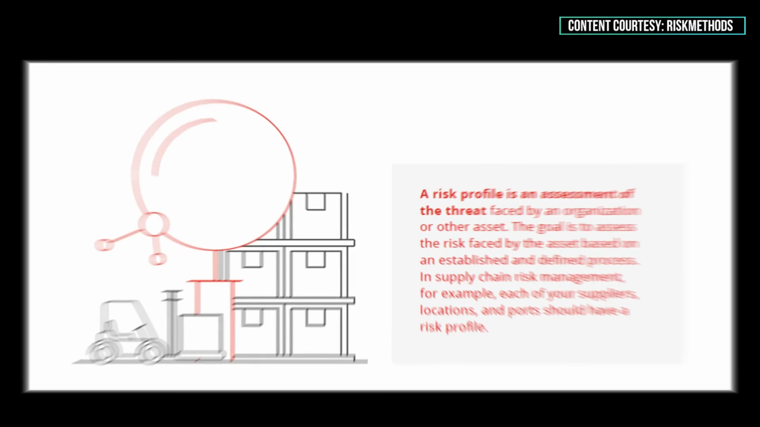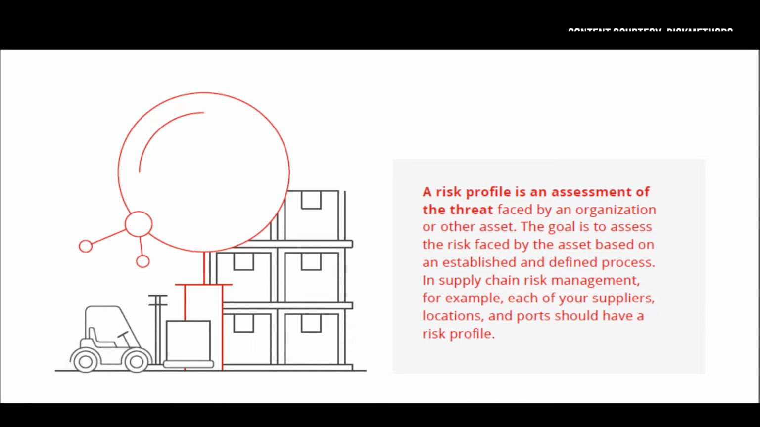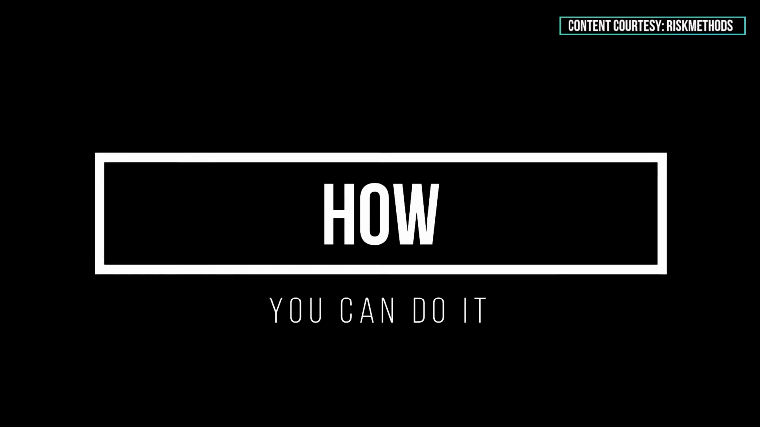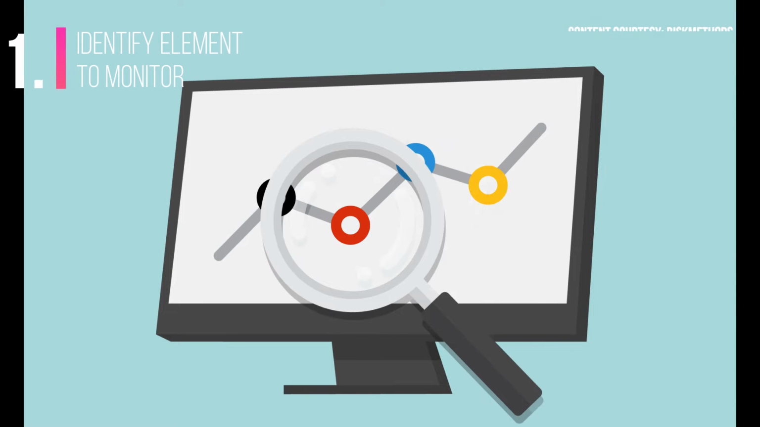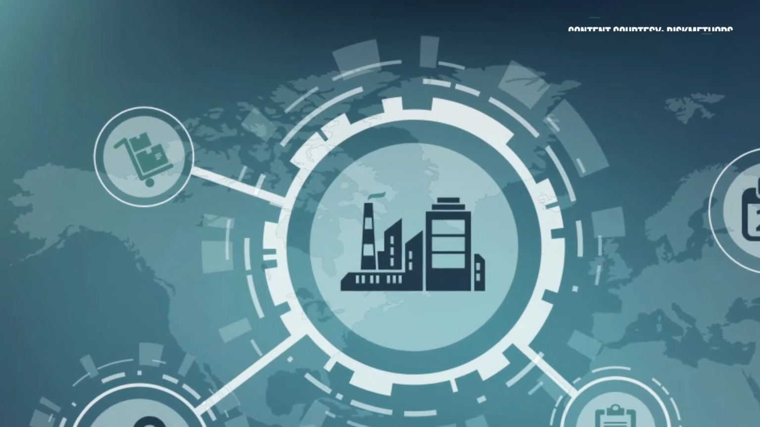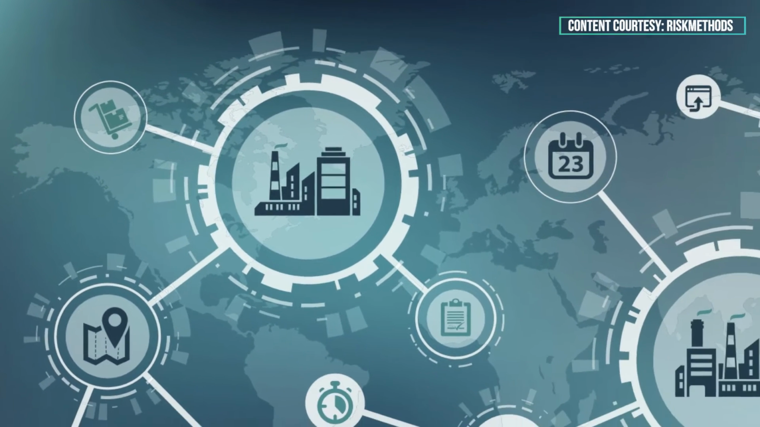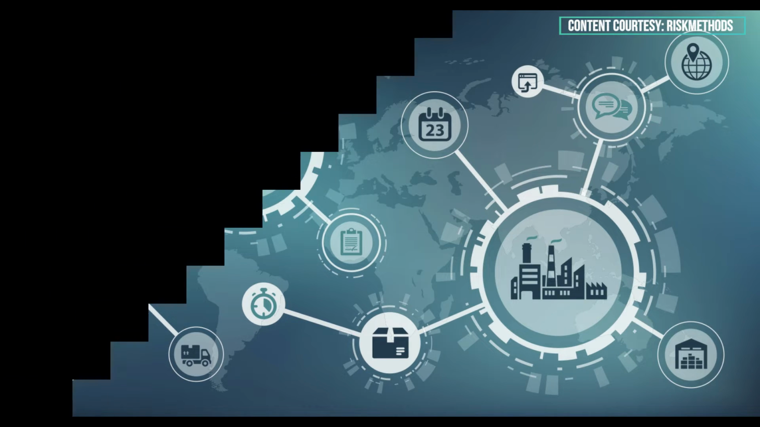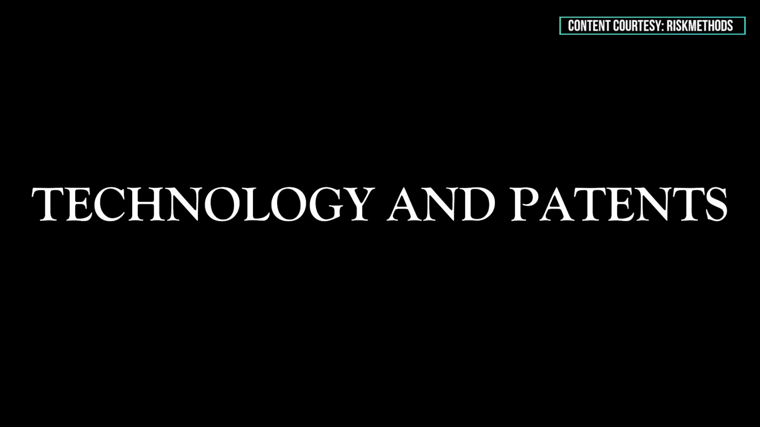The first phase of the risk management life cycle is to establish a risk profile and then enact active monitoring to keep it up to date. So, how can you do it? First, identify which element of your supply chain to monitor. A critical initial step in risk identification is to determine which segment of your supply chain and how many sub-tiers to actively monitor as part of your risk management program. Typically, these are purchasing volume, effect on sales, scarcity, technology, and patents.